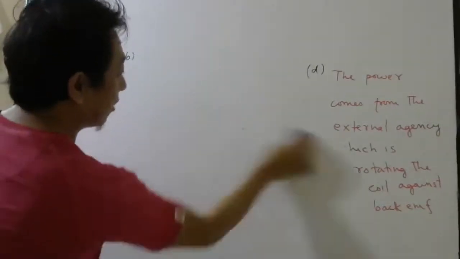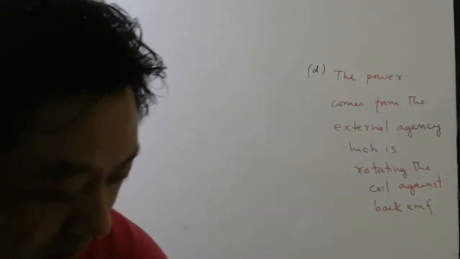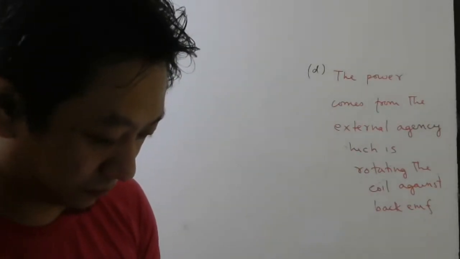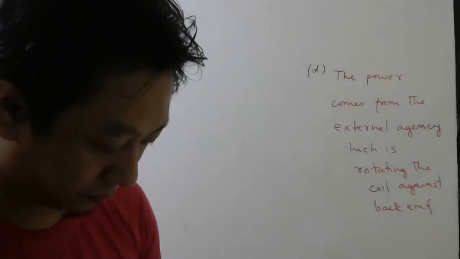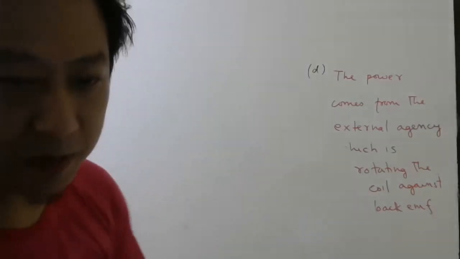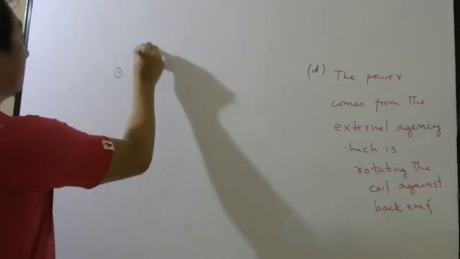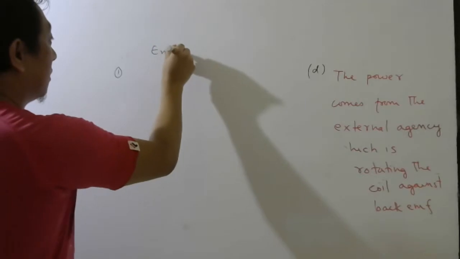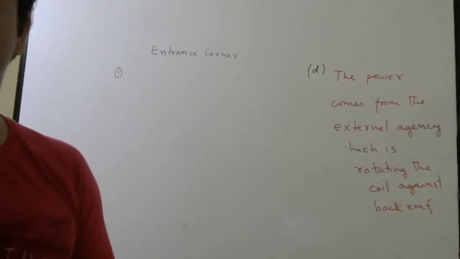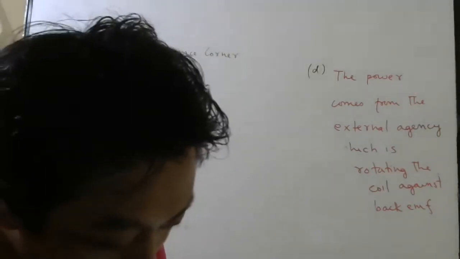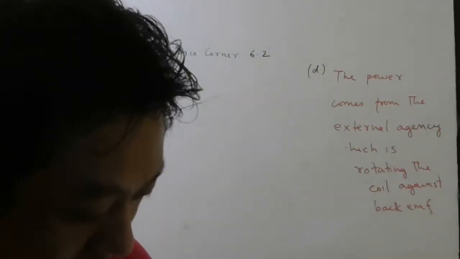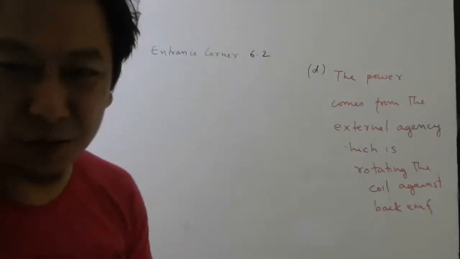Okay, so numericals are over. Let us quickly finish the 3 MCQs, simple ones. Then we'll start the next chapter. First question. Entrance corner. Whichever number it is there, you write, 6.2. First question. Already you know this answer.